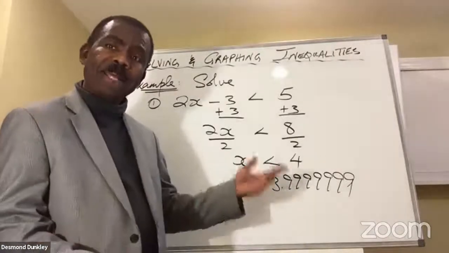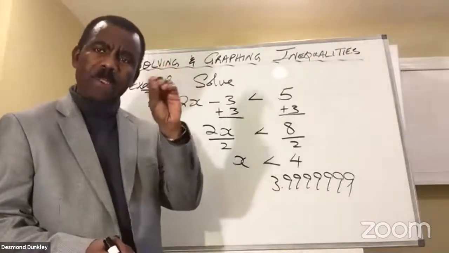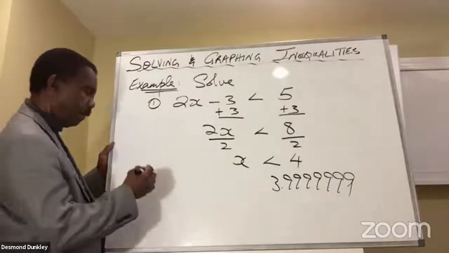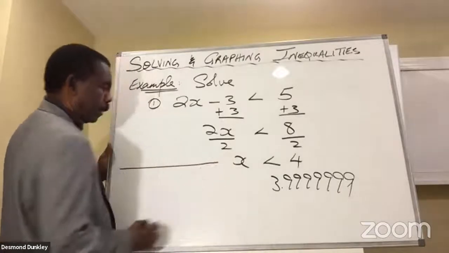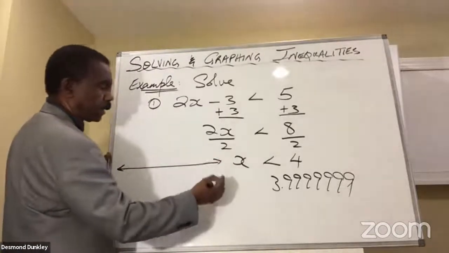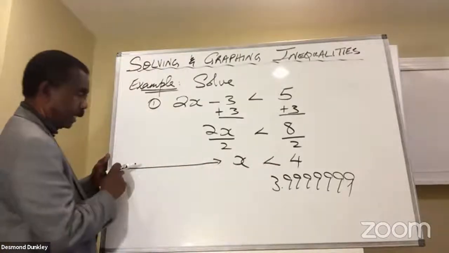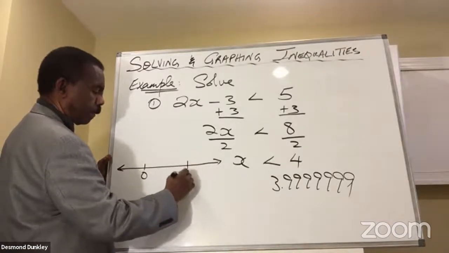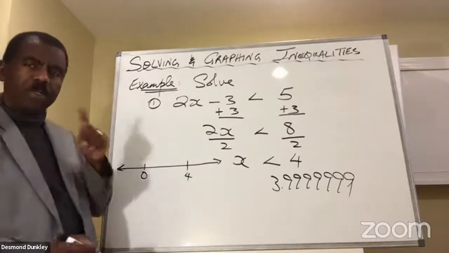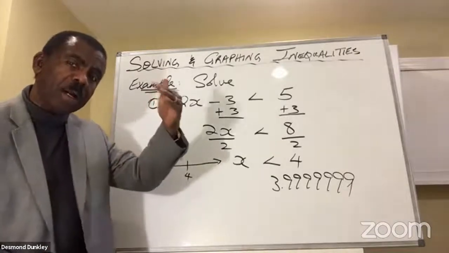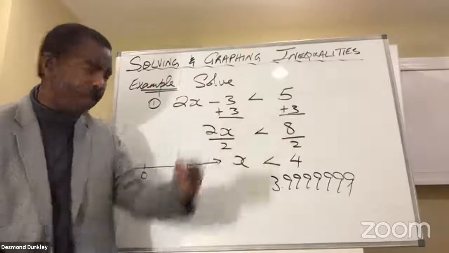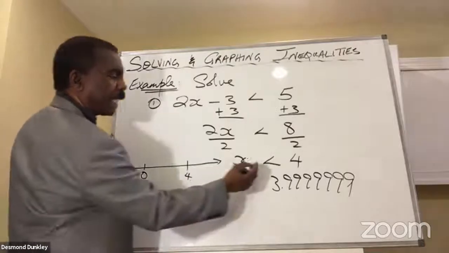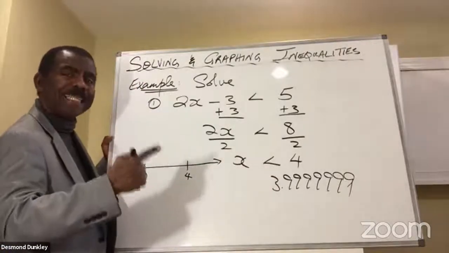There is a way to represent this so that you can get an image or a picture graphically as to what this looks like. It is done using what is called the number line. The number line, where this is positive numbers going to the right, and this is negative numbers going to the left. So this is 0, and this is 4. So your boundary, your point where you can't go beyond, is the number 4. That's your limit. So because it's less than 4, 4 is not included.